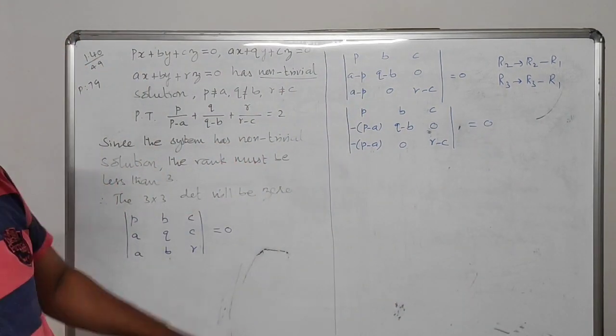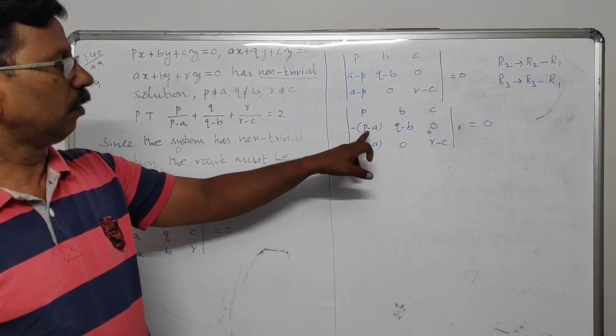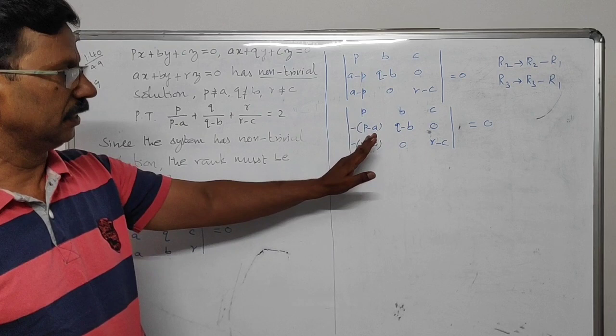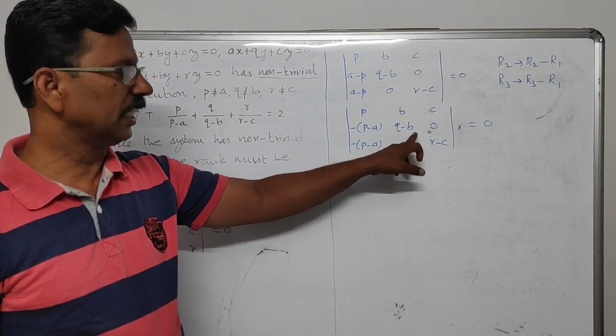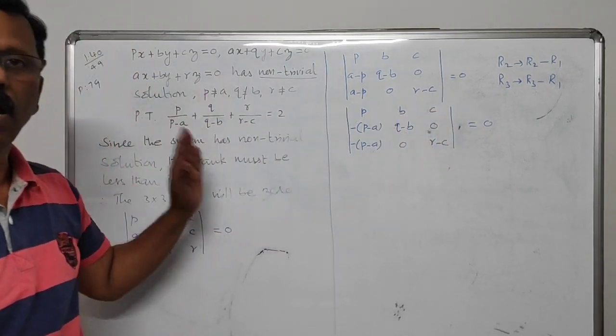Okay, now see after this, in the first column what we have, p minus a. In the first column we can write p minus a commonly outside. In the second column we can write q minus b commonly outside, and in the third column we can write r minus c commonly outside.